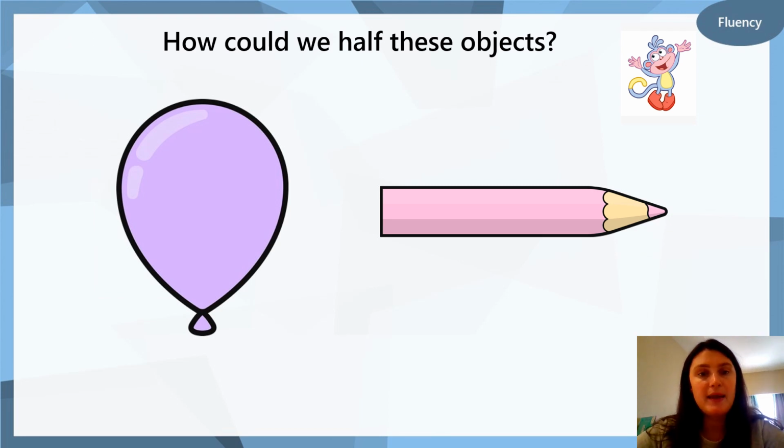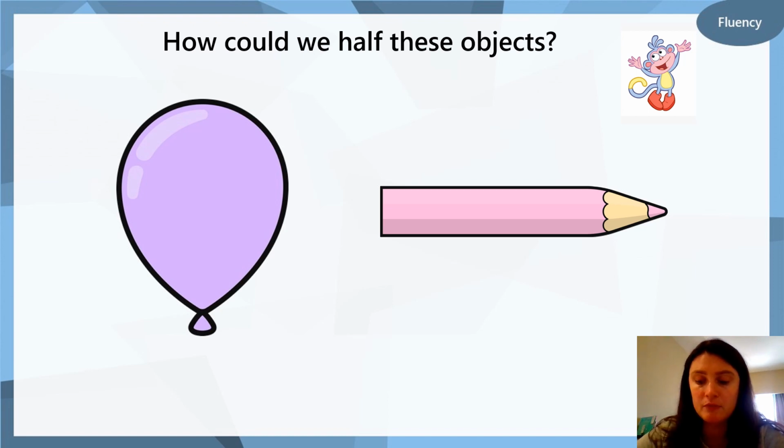Okay, here we have some objects. We have a balloon and we have a pencil. Now I want you to think, how could we half these objects? Will our line go down? Will we half it this way? Or will it go across? Will we half it that way? Remember, both sides of the half must be the same size and shape.